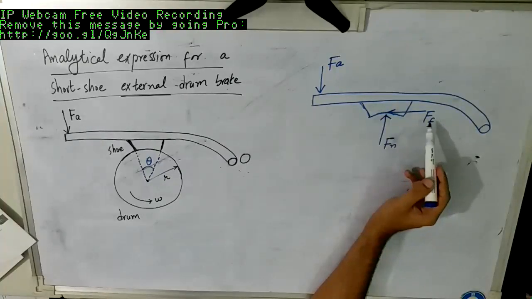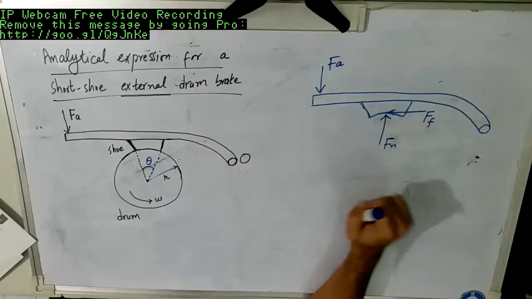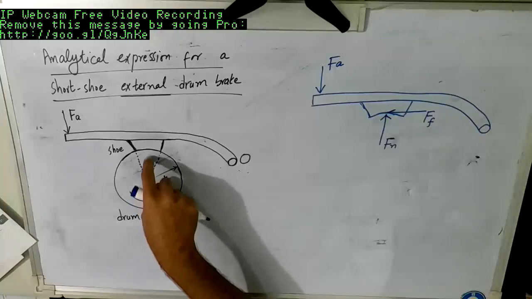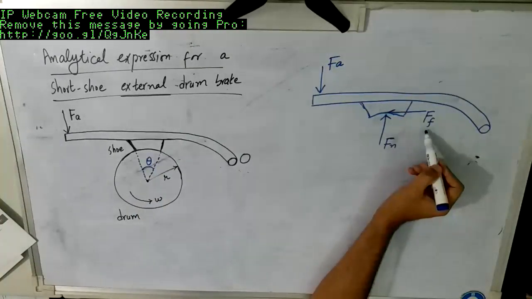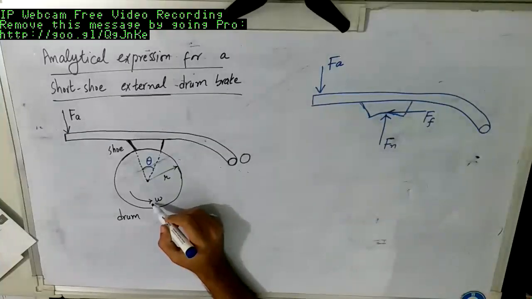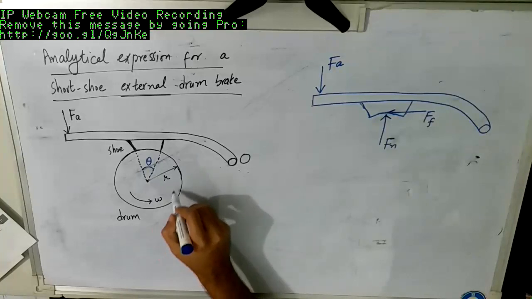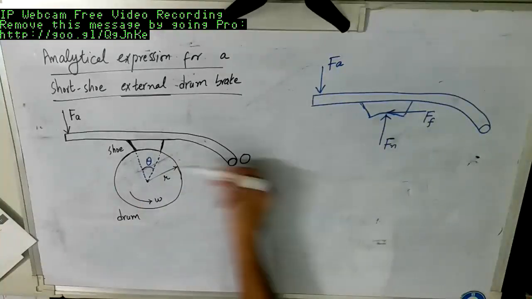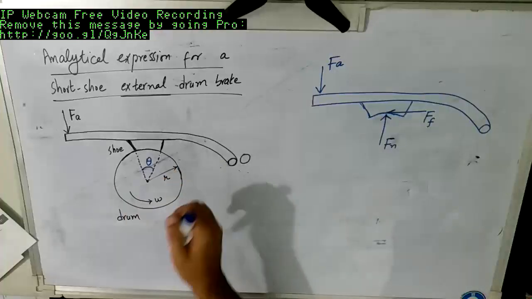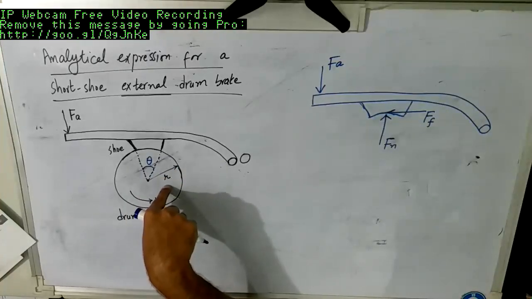Now remember that in rotational friction, when we have this kind of rotational contact, the direction of the frictional force is the same as the direction of rotation. It is not opposite, right? So since the drum is rotating in this direction, the frictional force is also in the same direction because this is the case of rotation.